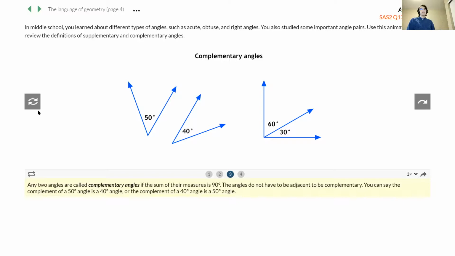Again, they don't have to be adjacent to be complements of each other. A 50-degree angle is the complement of a 40-degree angle, and vice versa, even without touching, right? The important thing is the sum of their measures, that if I did make them touch, if I did make them adjacent, they would add up to 90, okay?